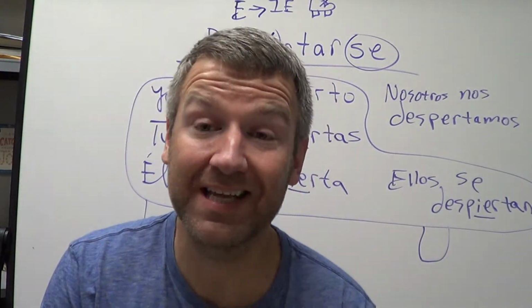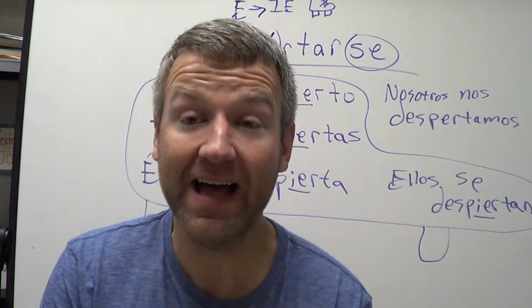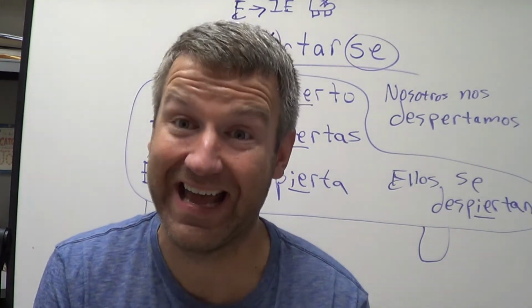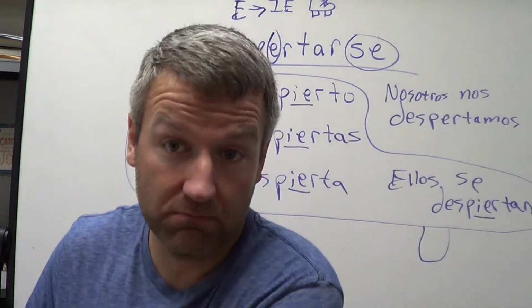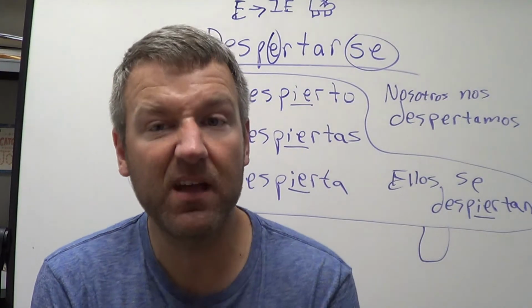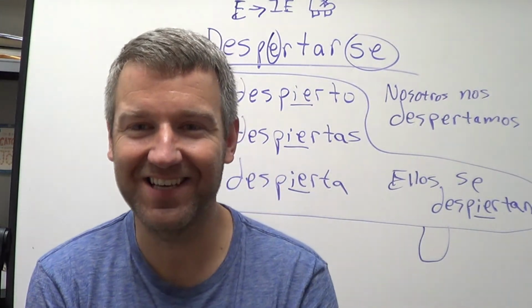And then sentarse, to sit down, the e goes to an ie. And finally, vestirse, to get dressed, the e goes to an i. Okay? So those are the only irregular verbs on that page that are reflexive and boot verbs or irregular. Okay? So study hard. I'll see you the next time.